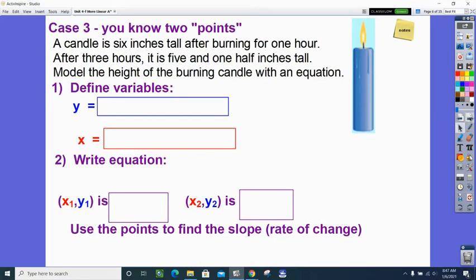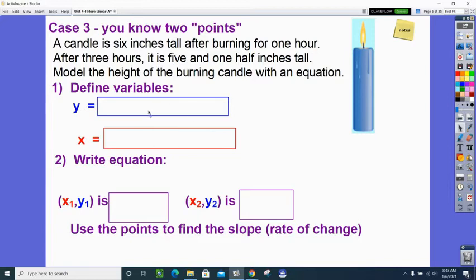A candle is 6 inches after burning for an hour, and after 3 hours, it is 5.5 inches tall. Model the height of the burning candle with an equation. 6 inches, 1 hour. 3 hours, 5.5 inches. All of those numbers have 1 unit. There's no inches per hour, nothing like that happening here. So you're missing the slope. So in this particular case, we do need to start by defining our variables. We don't have that slope to help us.